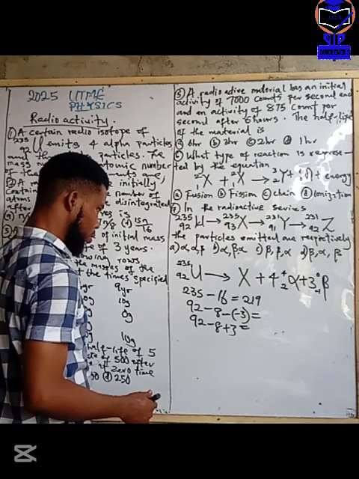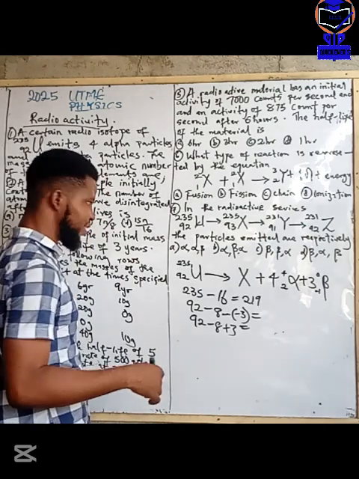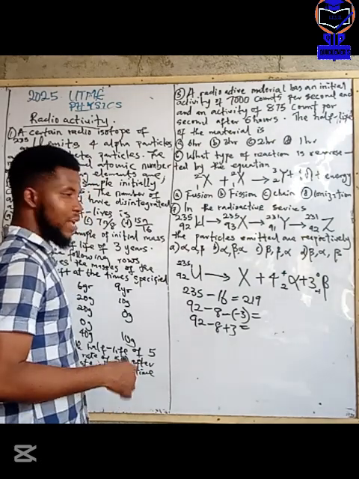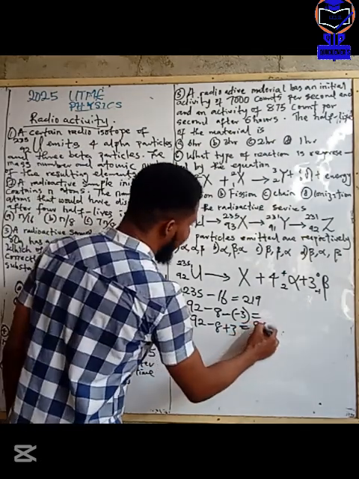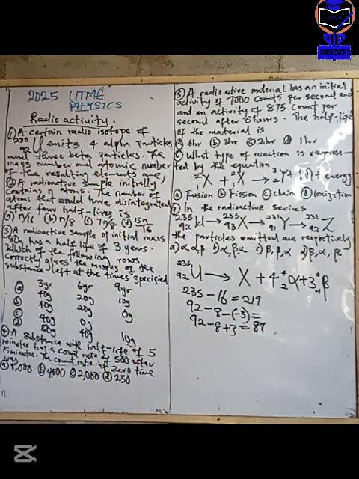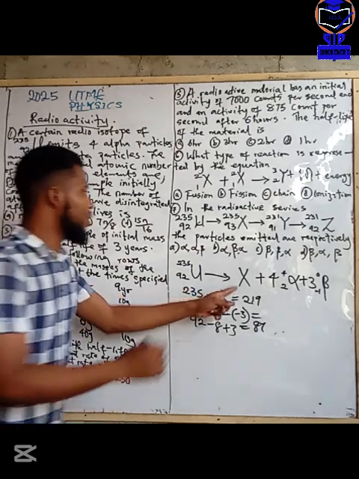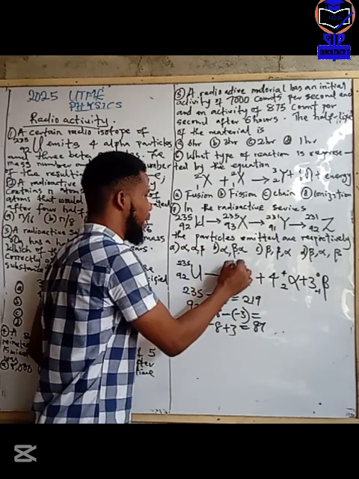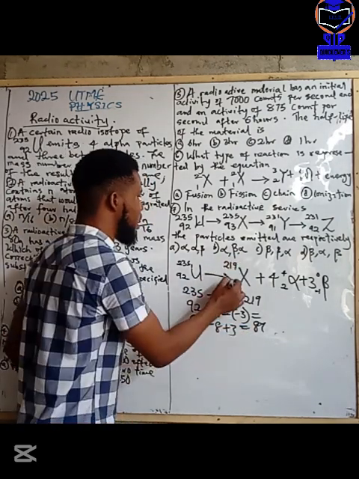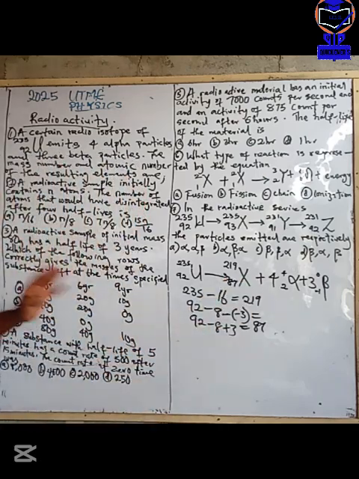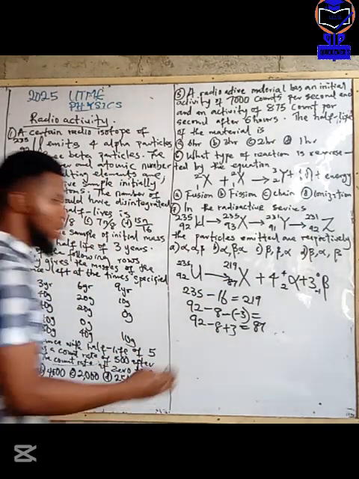Let me allow my brain to process it. 92 minus 8, yes, 87, you are correct. So 87. What is our answer now? The mass number here is 219. Atomic number is 87. Do we understand that? Alright, so let's move to the next question, please.